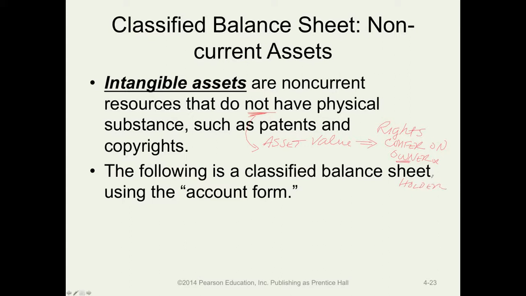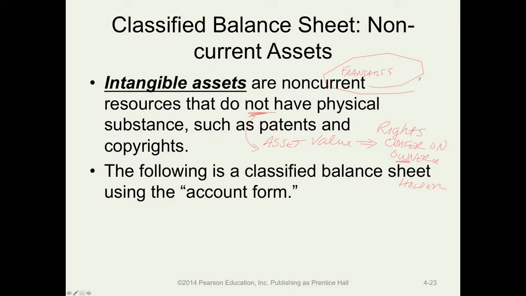So patents, copyrights, what about a franchise? If you have a McDonald's franchise, it gives you the right to sell the burgers, fries, and all other McDonald's products. You have a piece of paper, maybe you had to spend $100,000 to buy this franchise. McDonald's sets up the store for you, but you are going to be buying the McDonald's product, and you have the right to sell that product. That right, that franchise, is an intangible asset.